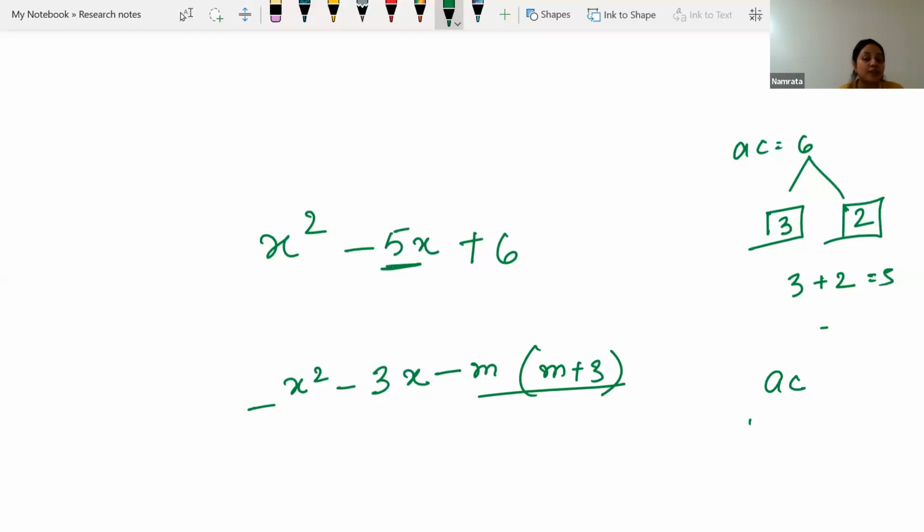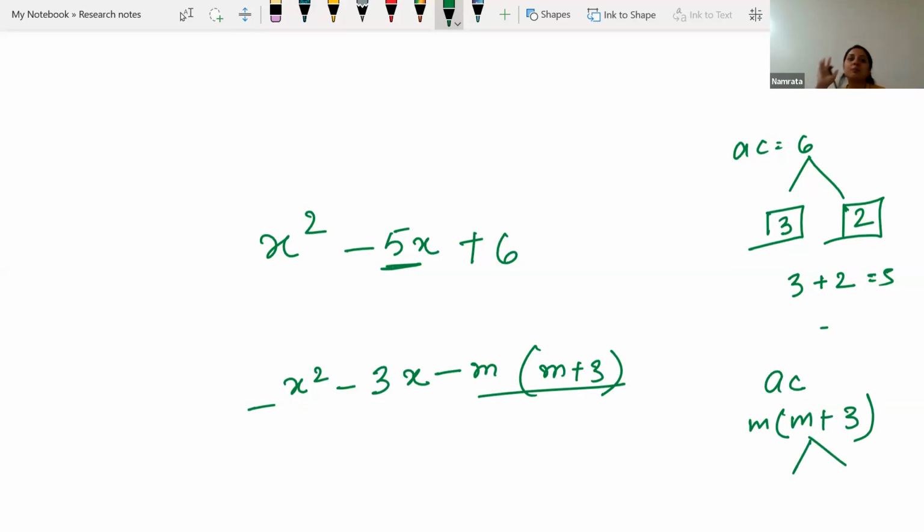Get m times m plus 3 in such a way that after adding or subtracting those two factors, we will end up getting the middle term. Whenever constants like A, B, C, or maybe m and k are included in our polynomial, it will be quite simple.